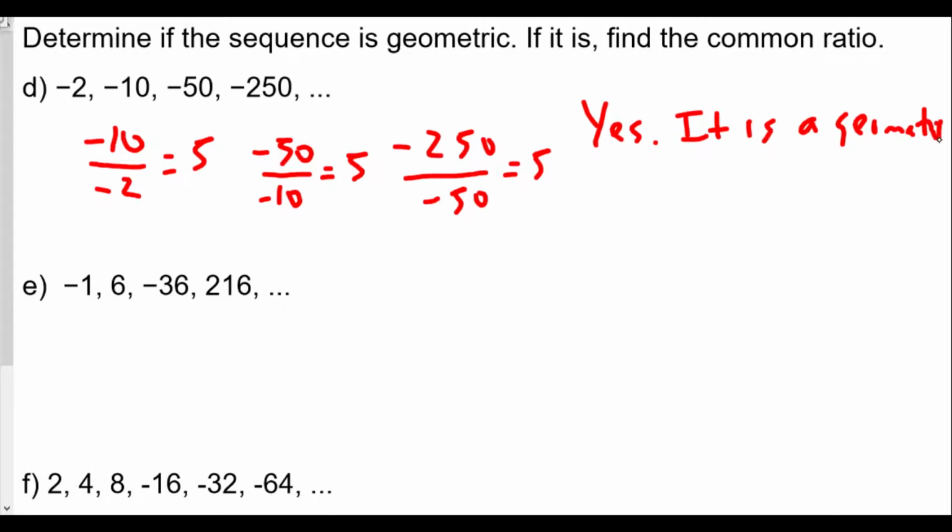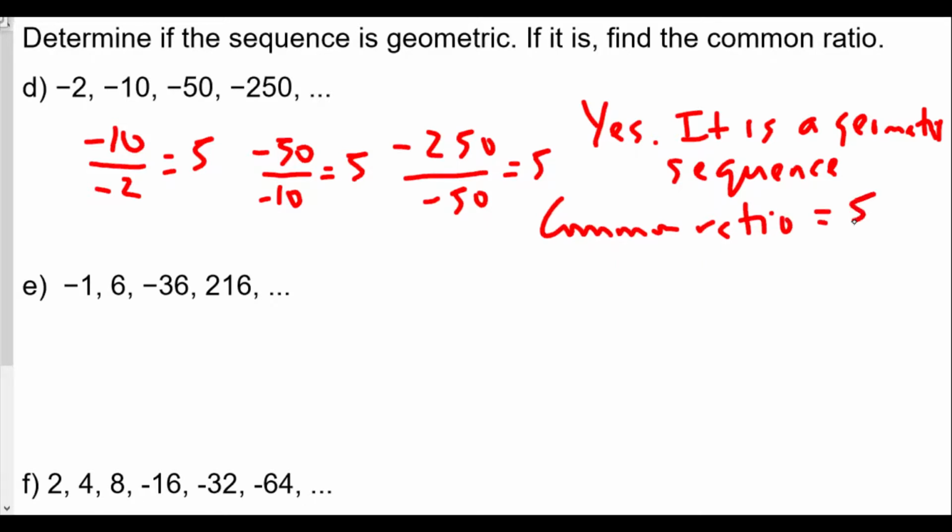Sorry, my handwriting's terrible. It is a geometric sequence. I said I was going to type it, but I didn't. And our common ratio is going to be 5. That's our R value. All we're doing is going through all of them and making sure they follow through with the same amount, for every single pair of terms.